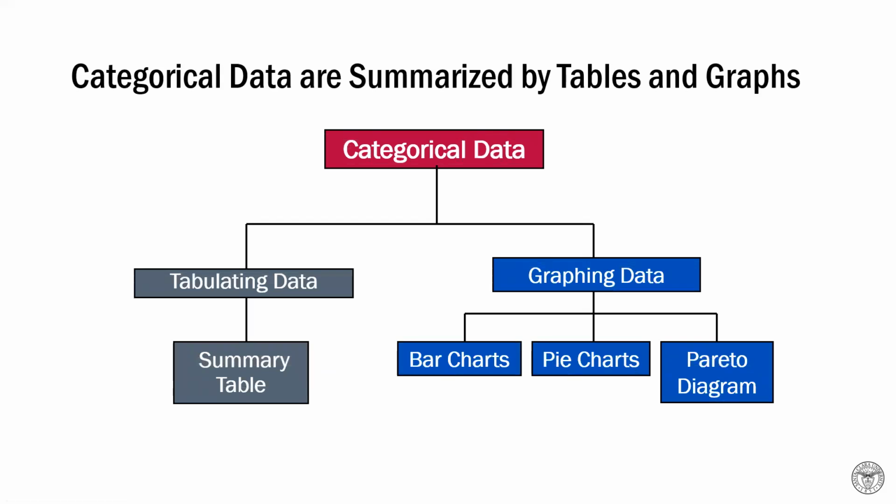For categorical data, tables and graphs are frequently used to summarize some interesting findings. In tabulating data, a summary table, also called a frequency table, can be implemented. When using graphs, we can use bar charts, pie charts, and Pareto diagrams. All these tools can be found in Excel and other popular data analytics software, such as SAS, SPSS, and Python.